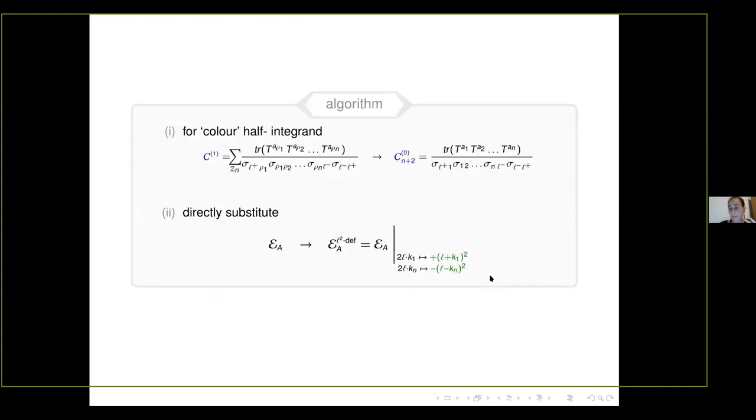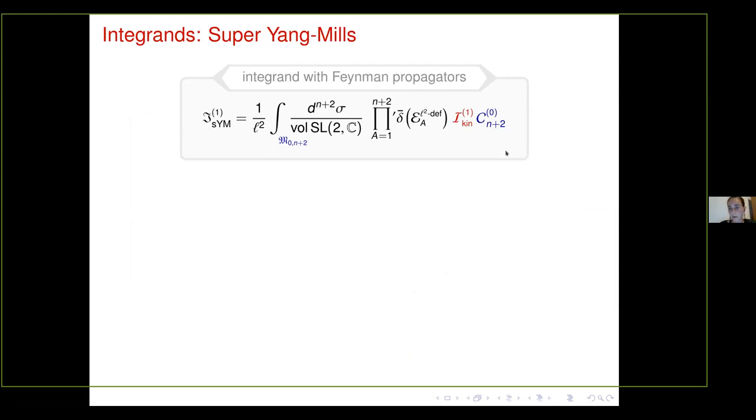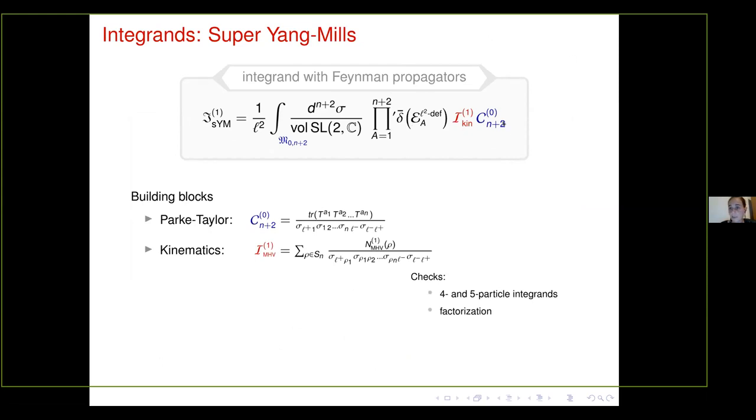Now, with this, let me just briefly summarize what the whole formula looks like. We have, as before, the overall 1 over L square and a similar measure, but now with these deformed scattering equations. The building blocks are now this non-cyclic Parke-Taylor factor. For the kinematics, it is very clear that it works for the MHV case. I've spelled this out here. We've checked that this works both for the seed amplitudes for 4 and 5 particle integrands and that it factorizes correctly. It's very natural to propose that this could extend more generally beyond the MHV case by just using the same kinematic integrand that we had before for the super Yang-Mills case.